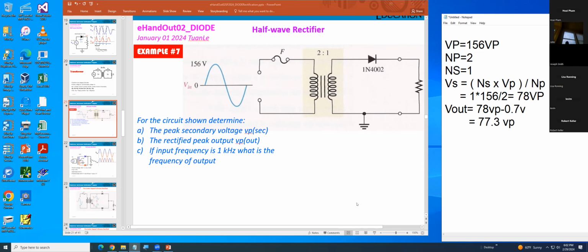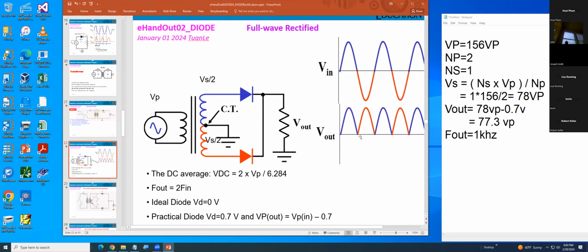Okay, last question. If the frequency input is 1 kilohertz, what is the frequency out? F out is the same thing. That's what we were already telling you. For the half-wave rectifier, the frequency in and the frequency out are the same. Exactly. Now, if you understand that half-wave rectifier, that will help you understand this one. That's what we already calculated.